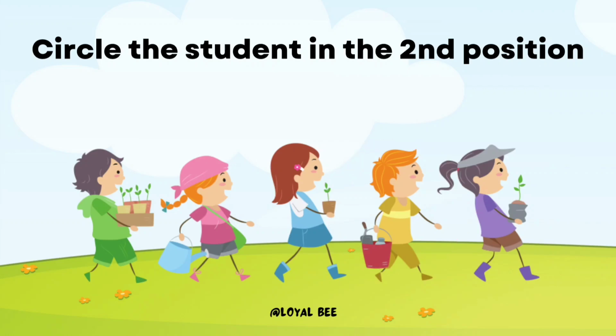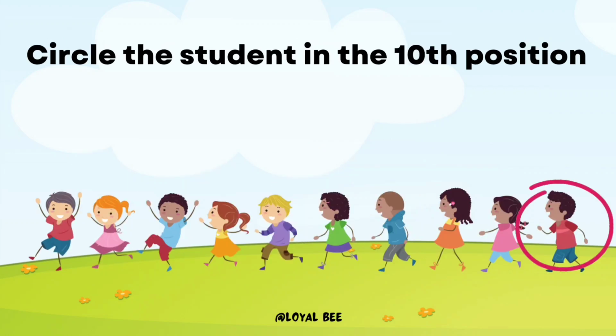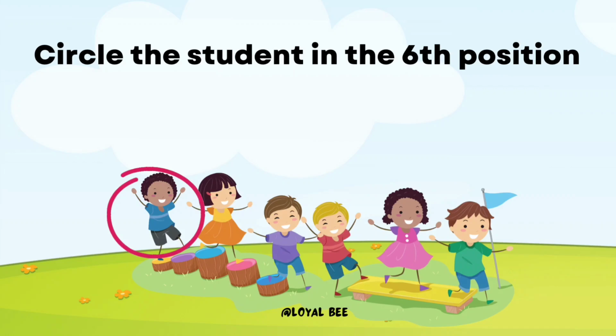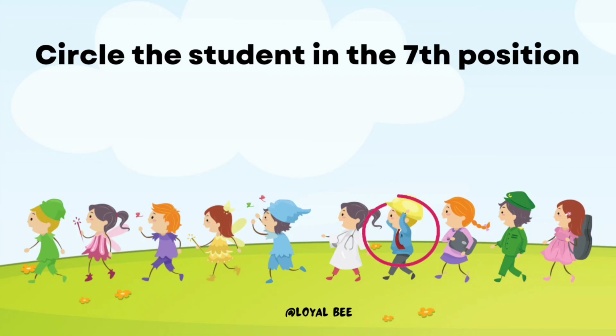Circle the student in the second position. Circle the student in the 10th position. Count and circle the student in the 6th position. Circle the student in the 7th position.